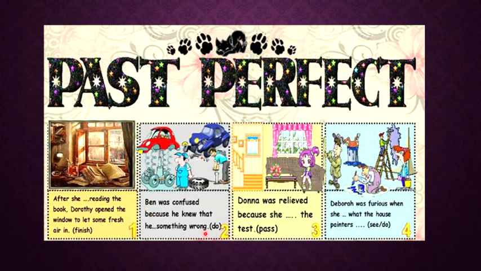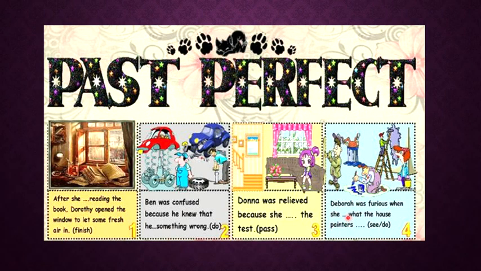Now number 2, Ben was confused because he knew that he had done something wrong. Donna was relieved. Relieved means free from tension, because she had passed the test. The verb is pass. Deborah is a name. Deborah was furious. Furious means angry, when she saw what the house painters had done. Now there are two verbs. So you should understand which verb should be in past tense and which should be in past perfect tense.